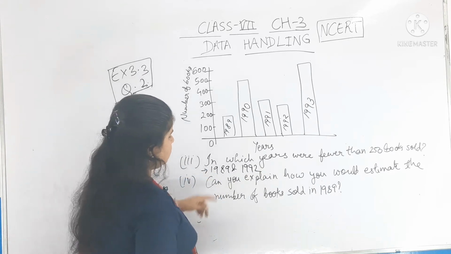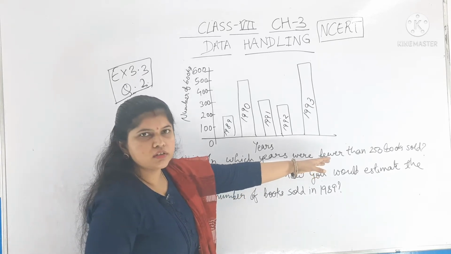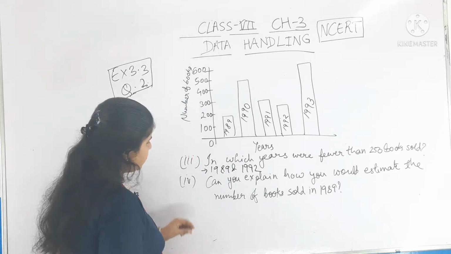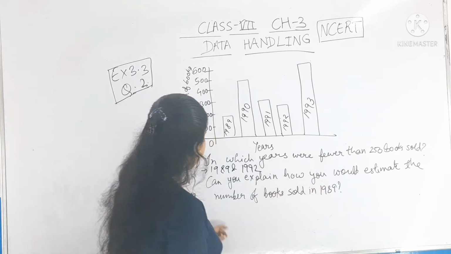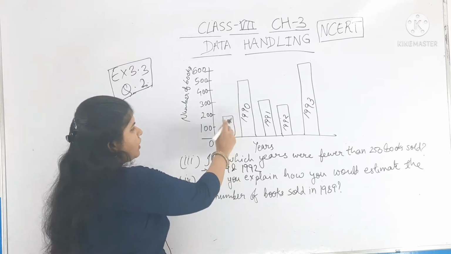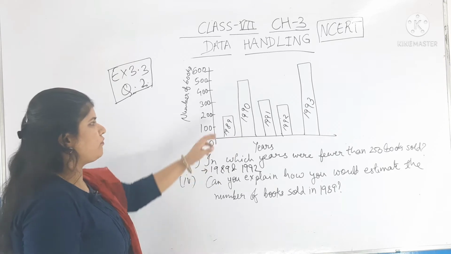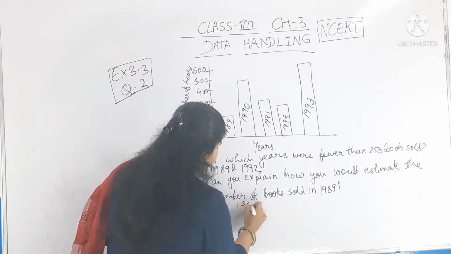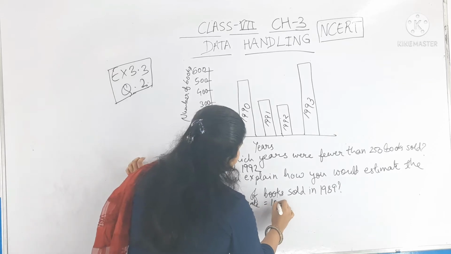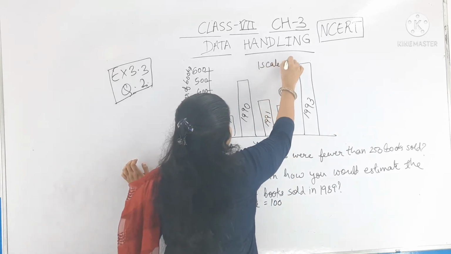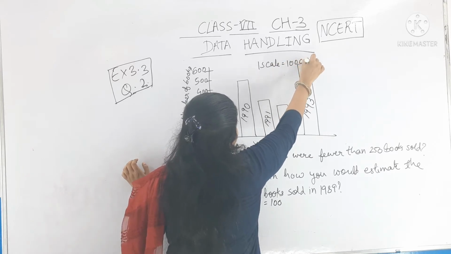Okay, so this will be your answer: the years fewer than 250 books were sold. Okay, part number 4 is, can you explain how you would estimate the number of books sold in 1989? So we know that we estimate 175 books. So we will solve for that. One scale is equal to how many centimeters? It is given in the graph that one scale is equal to 100.